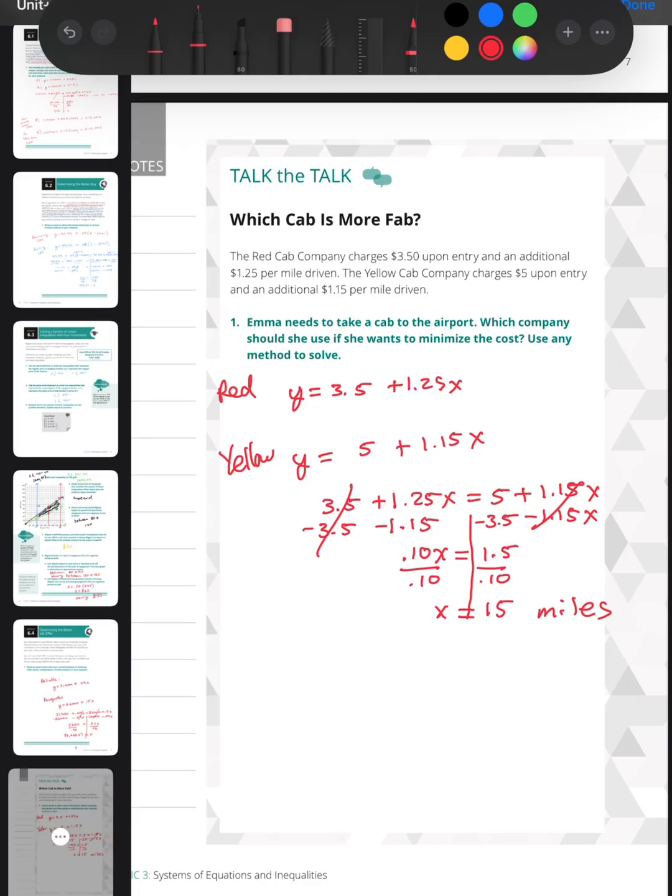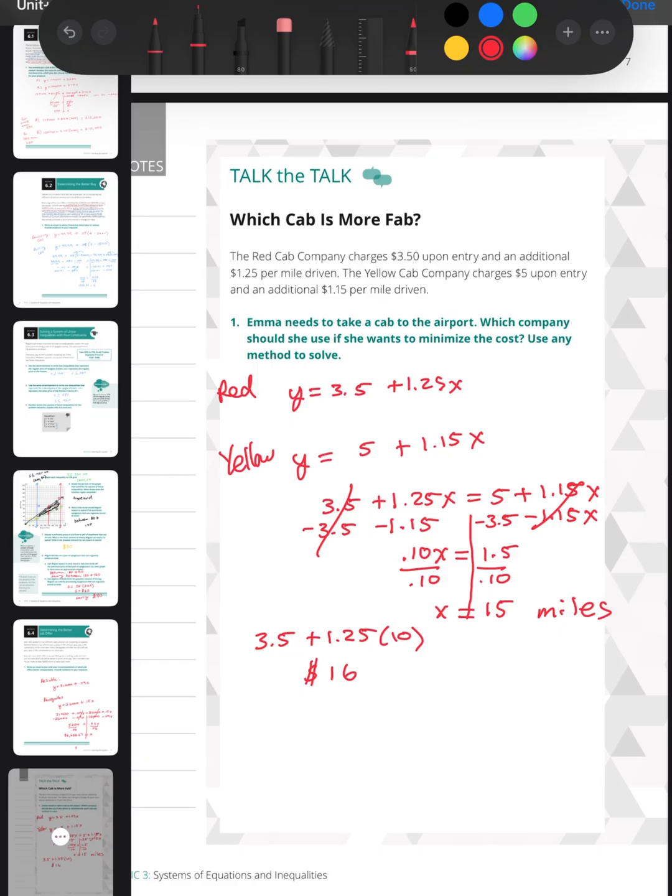So we need to figure out which one's better for going more or less. So let's pick a number smaller than that. Let's say 10. And I'm going to plug 10 in for each one. And I'm going to simplify that. 3.5 plus 1.25 times 10. And that's going to give us 16. So at 10 miles, that would cost $16.